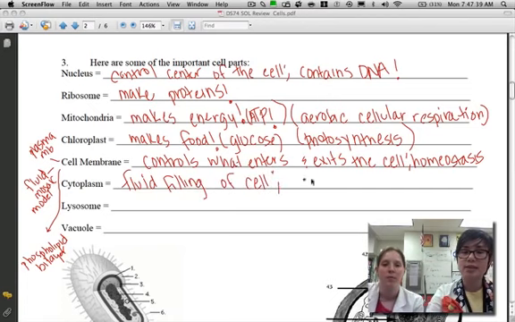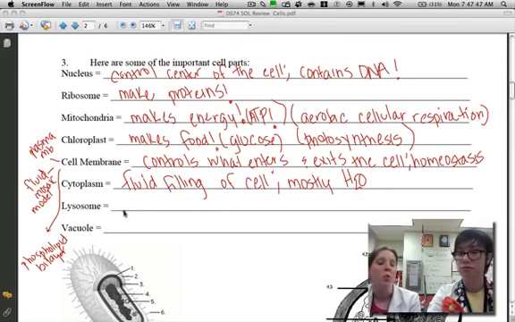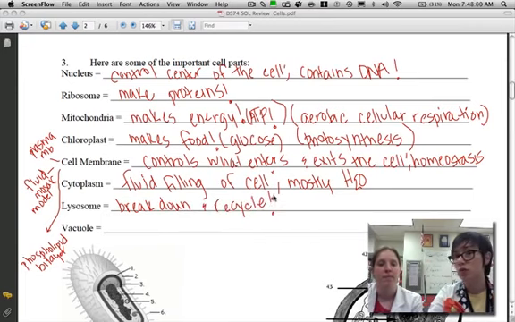The next one is the lysosome, and we've been talking about lysosomes all year. So what is a lysosome's job in a cell? A lysosome's job is to break down and sometimes recycle molecules that aren't needed anymore by the cell. So it's kind of like the garbage can or the recycling center. So it's pretty easy to remember. Again, garbage can or recycling center, that's the job of the lysosome.